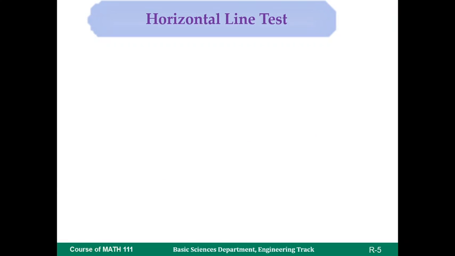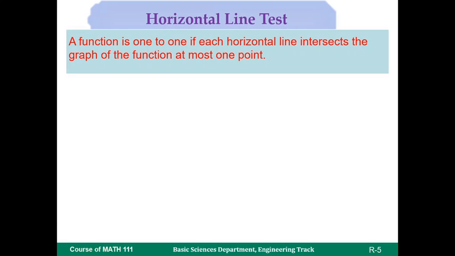Now we can check when the graph of a function is given to us. We can check if it is a one-to-one function or not by looking at its graph. We will use a test for it. The name of the test is the horizontal line test. Here is the important information about this test: a function is one-to-one if each horizontal line intersects the graph of the function at most one point.